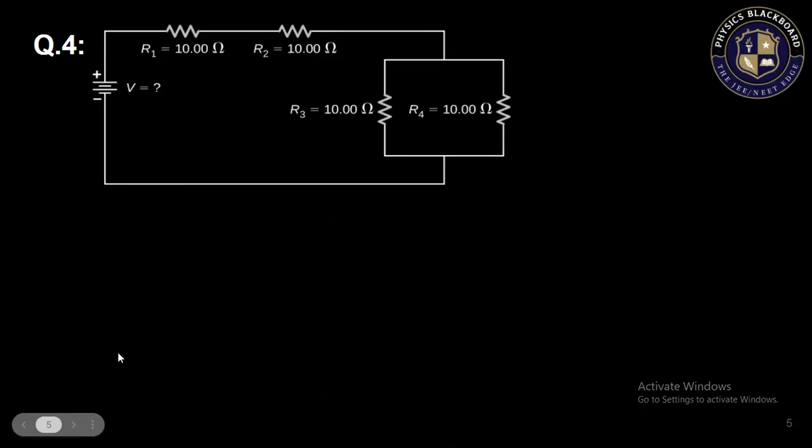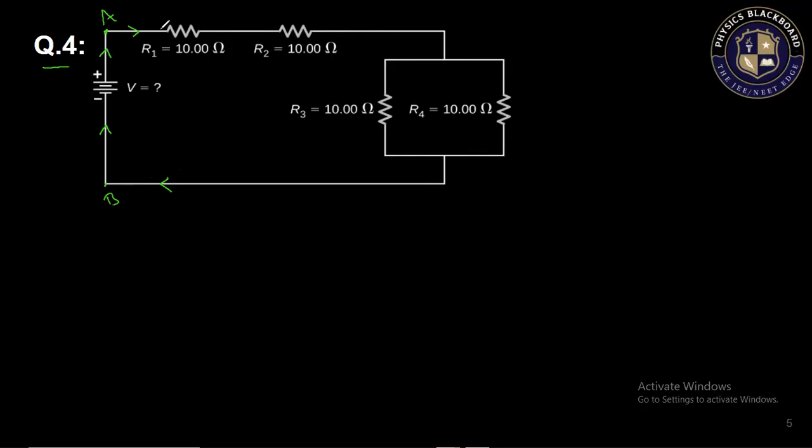Now, let's see question 4. Here you can see that the current will start to move from high potential across all the resistors in the circuit and reach the negative terminal. Let's say the current will start from point A here, and let's say this is point B. The current will flow from point A to point B.